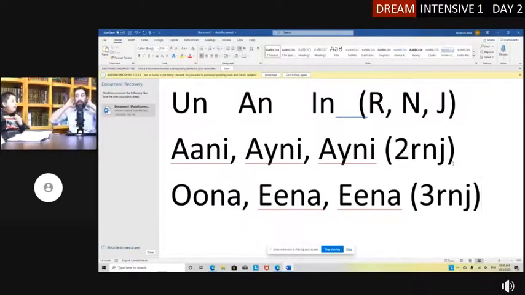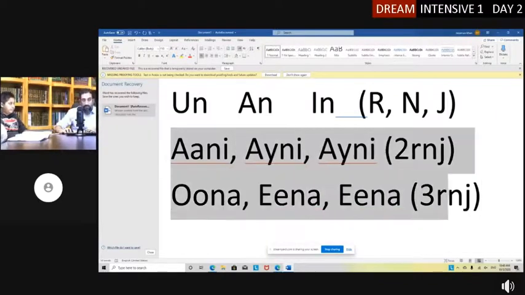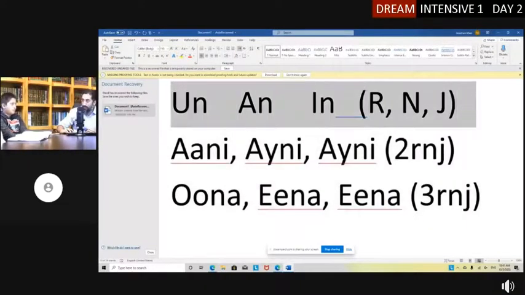Now listen. I'm going to keep this on the screen for a little bit so I can hear if you can find. By the way, these two rows are called ending combinations. This one's called ending sounds.